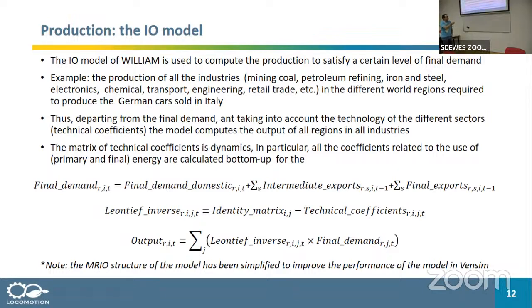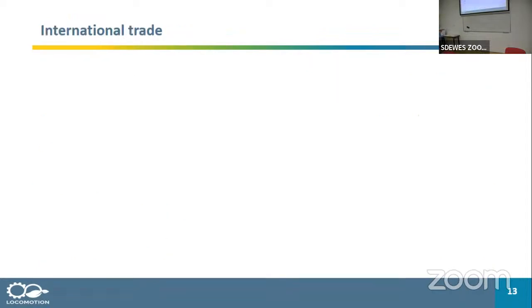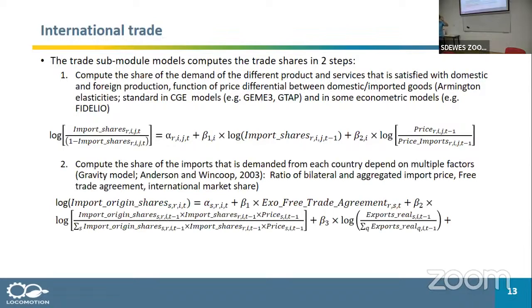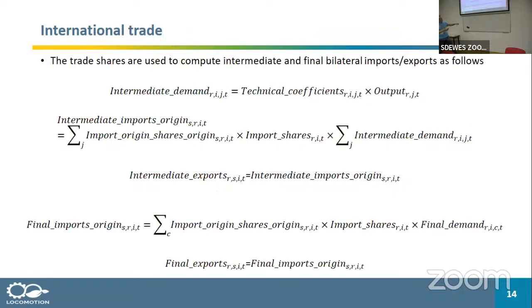So this is the final demand, and then we have the Leontief inverse. This is the identity matrix minus the technological coefficients, and then we have the output. That is the Leontief inverse times the final demand. So this is a standard input-output model. Then we have international trade. So we have computed the output that is required to satisfy the final demand.